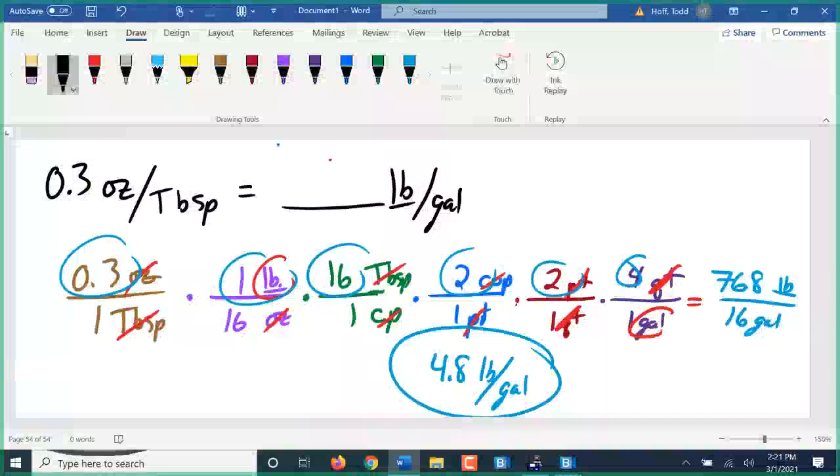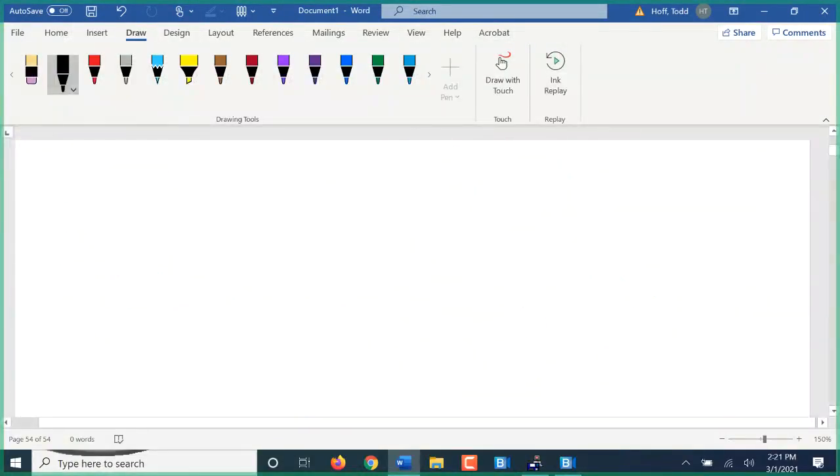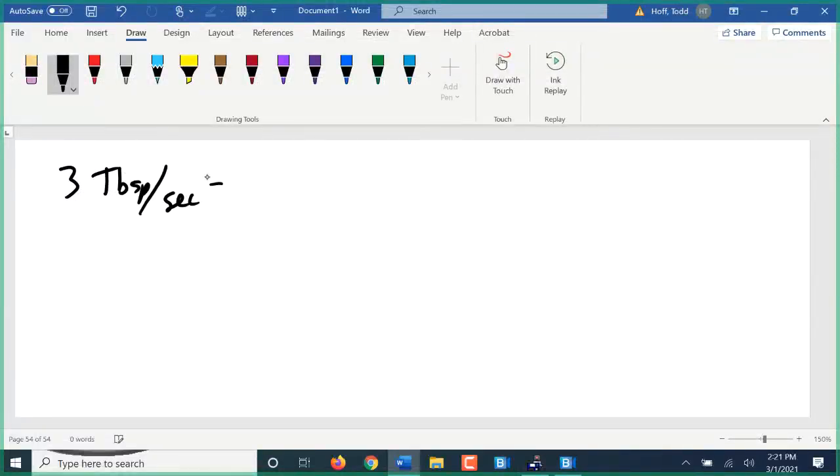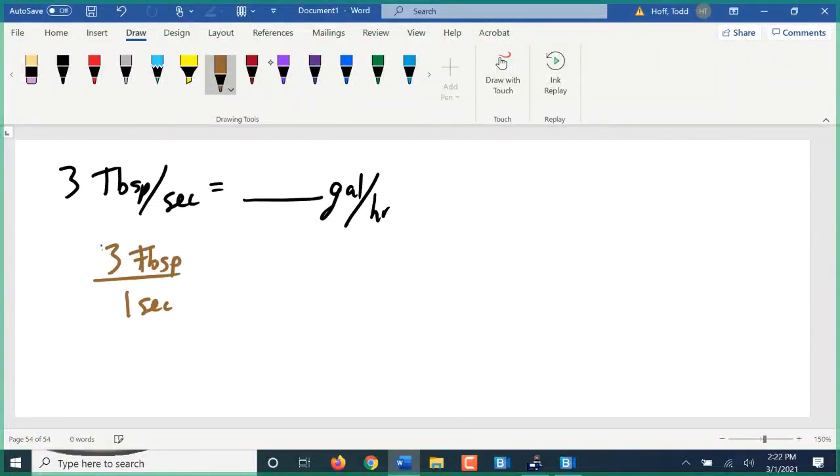Add it in. Let's say we're looking at a motor, fuel consumption. We might have a motor that is burning 3 tablespoons per second. We want to turn that into gallons per hour. So again, we're going to write that as 3 tablespoons per second. I have to turn the tablespoons into gallons again.